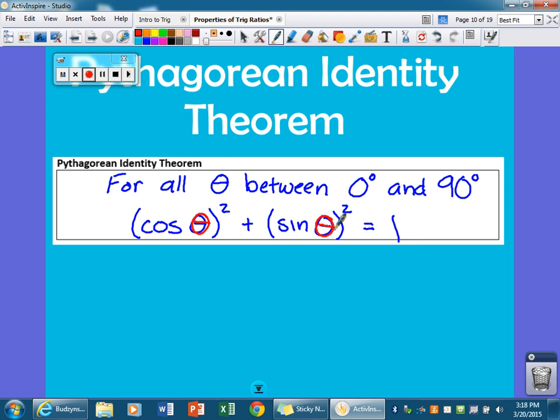And you can test a couple with the calculator. Actually, I would prefer if you tested it. Notice where the parentheses are and where the squared are. So you've got to put parentheses. Technically on the calculator, parentheses should also be around the theta.